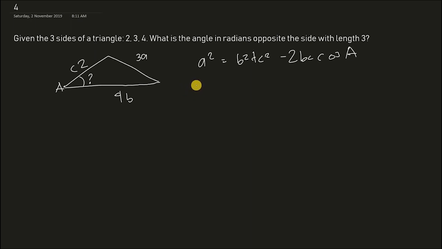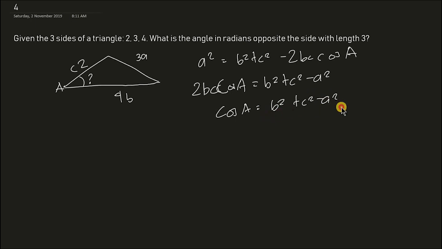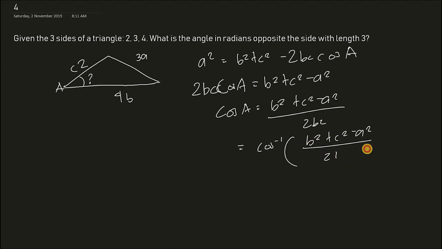Transpose ko to sa kabila para maging positive. So, that's 2BC cosine A is A squared transpose ko sa kabila. That would be B squared plus C squared minus A squared. 2BC, lagay ko sa denominator ng kabila. So, that would be cosine A is equals to B squared plus C squared minus A squared over 2BC. Now, I'm finding for the angle A. So, para ma-eliminate ko yung cosine, I would make this arc cosine. So, that would be cosine negative 1 of B squared plus C squared minus A squared over 2BC.